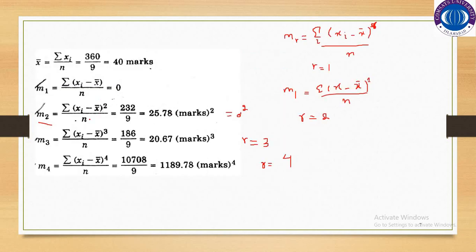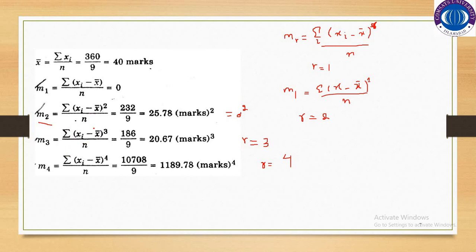By substituting this in the formula, we will get 232 divided by 9, which is 25.78 marks square, which is equal to the variance of the data. So the first moment about the mean is always equal to 0, as we know the property of the mean, that the sum of deviations from its mean will always equal 0, and the second moment about the mean will always equal the variance. Similarly, the third moment about the mean can be found by this formula.